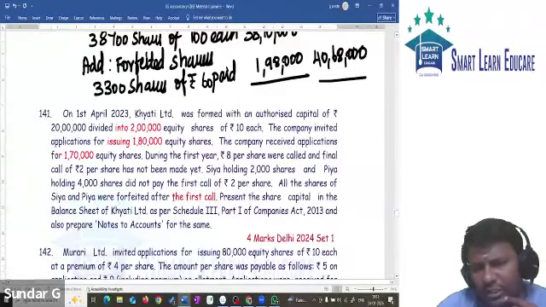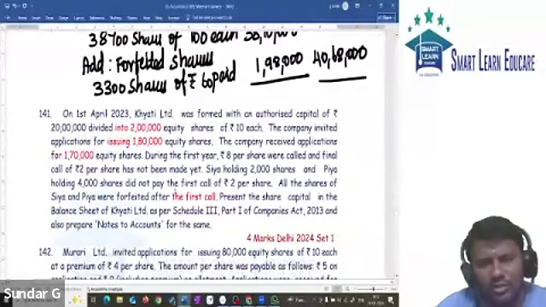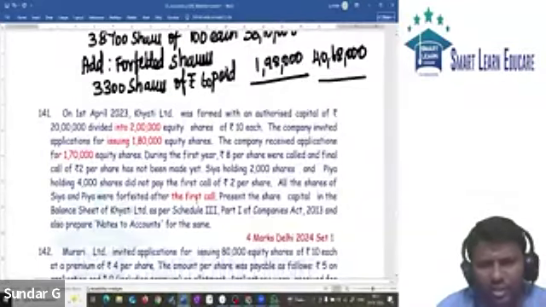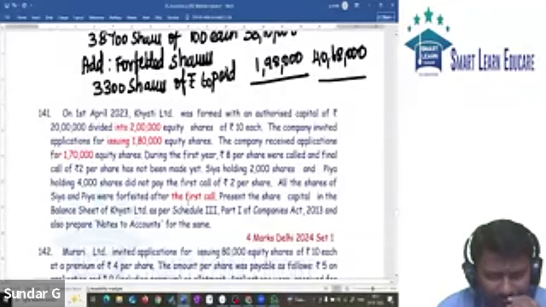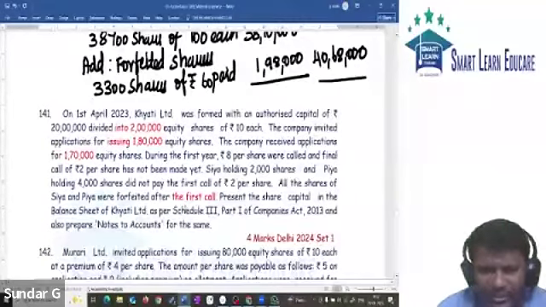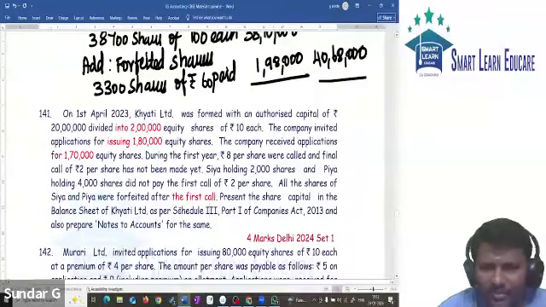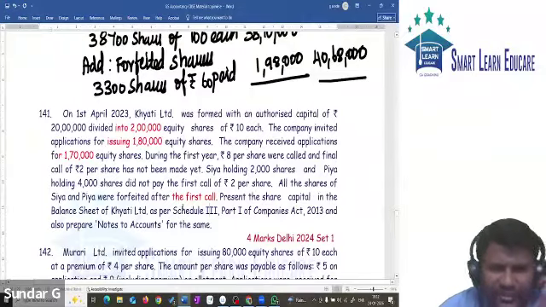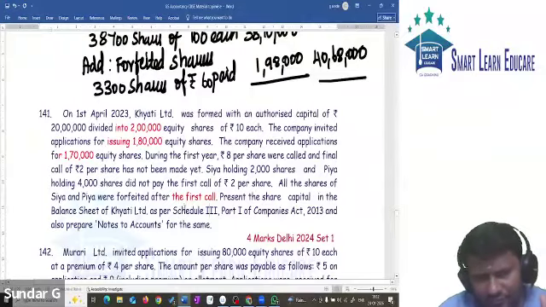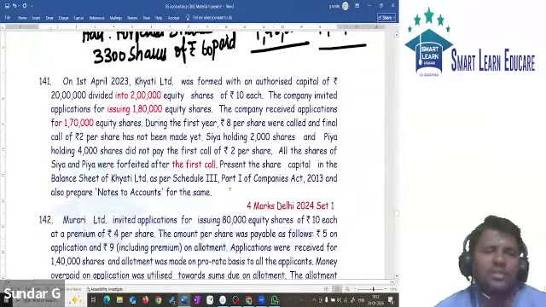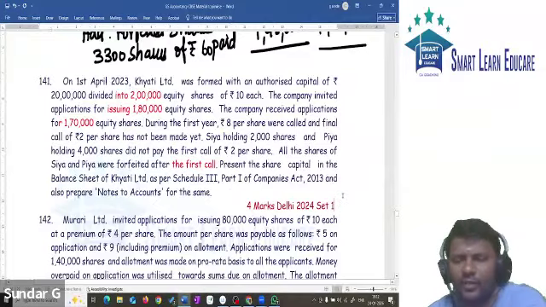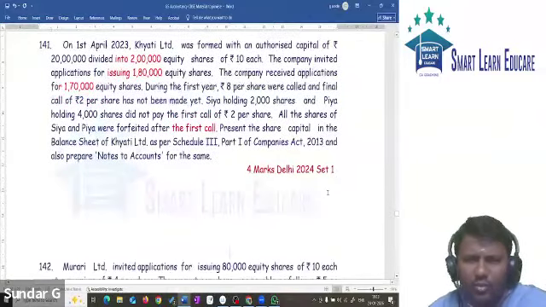The shares were forfeited after the first call. As soon as the first call was over, they forfeited them. It means the final call is not at all made. It means the called up value of the share is only 8 rupees. First authorized capital, next issued capital, next subscribed capital, then called up capital. Still the final call is not yet made. So before making the final call itself, they made the forfeiture. The question requirement: present the balance sheet. Please try this question. Same as the last question, only one small change.